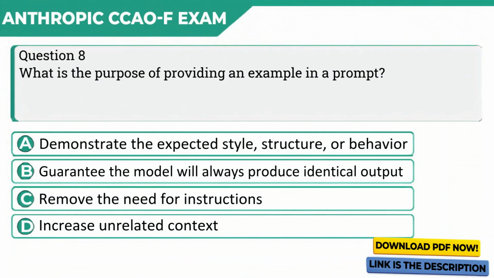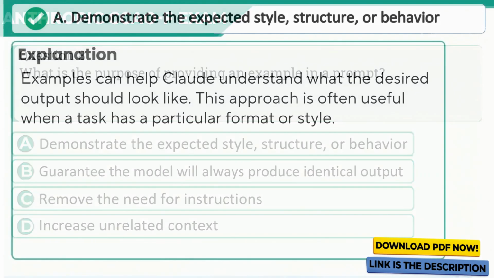Question 8. What is the purpose of providing an example in a prompt? A. Demonstrate the expected style, structure, or behavior. B. Guarantee the model will always produce identical output. C. Remove the need for instructions. D. Increase unrelated context.